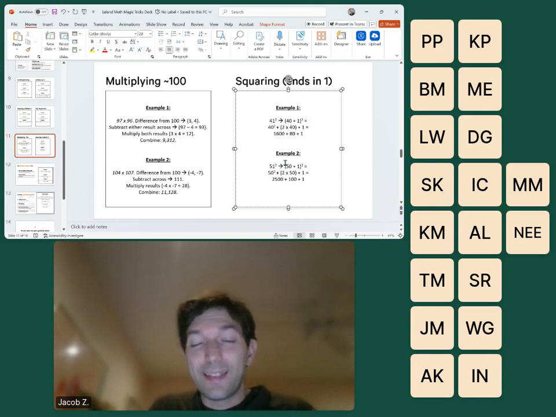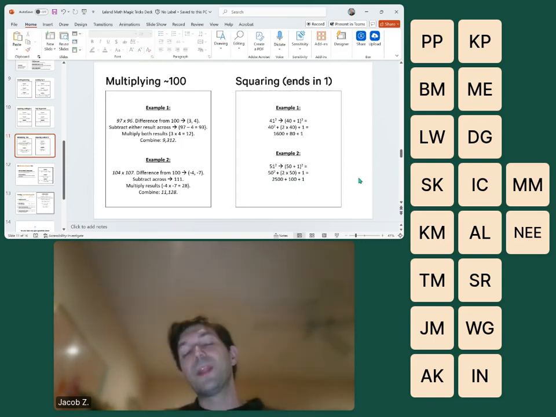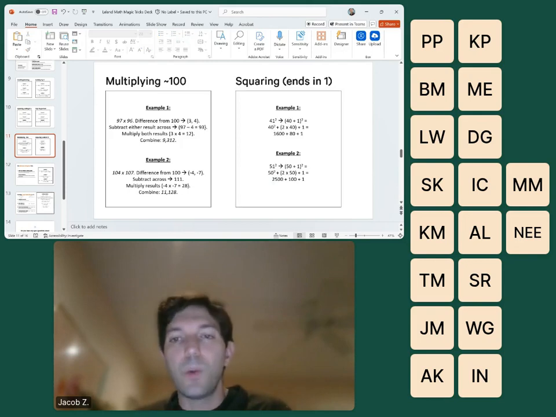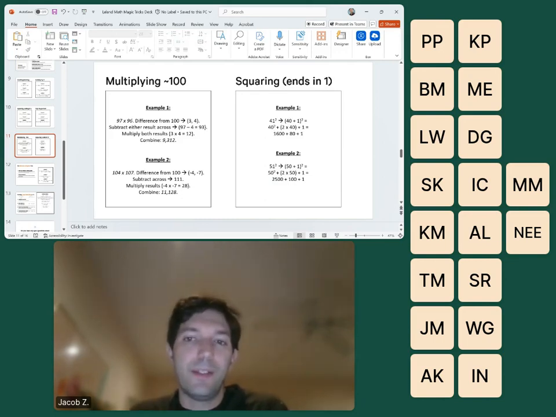And then the second example is if you had 51 squared, write that as 50 plus 1 squared. Again, you do 50 squared plus 2 times 50 plus 1. So 2500 plus 100 plus 1. So you see how this math is always really clean. It's always going to end in 1 there. And it's always going to be basically the number minus 1 times 2 times that number plus 1 at the end.